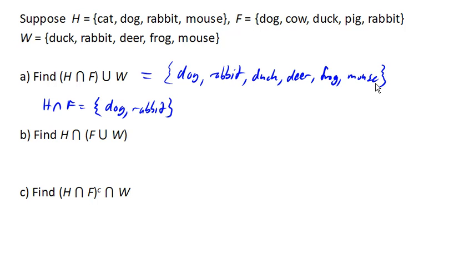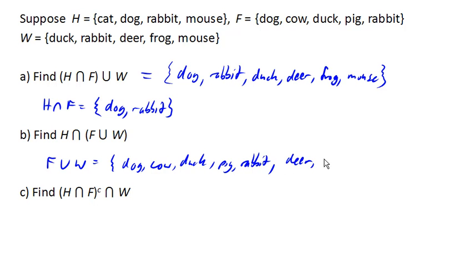Now, let's try the next problem, which you'll notice has the same sets, same symbols, but different grouping order. So first, now, we're going to find the union of F and W. This is going to be a fairly big set. So we got dog, cow, duck, pig, and rabbit from the set F. Union that with W. We already got duck, we already got rabbit, we need a deer, we need a frog, and we need a mouse.